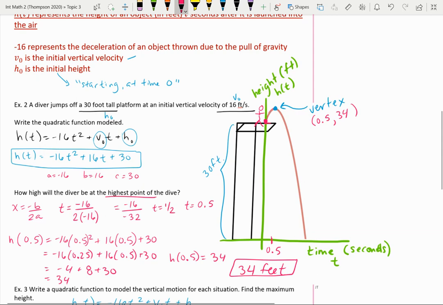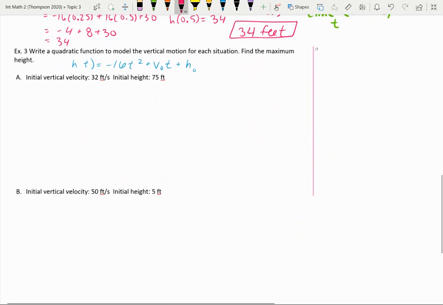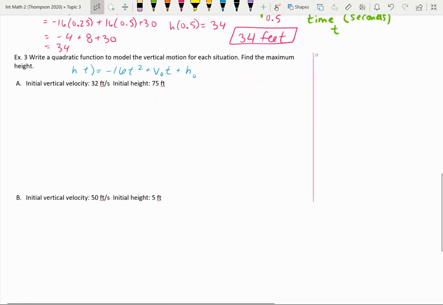The examples in 3 are really the same thing as example 2. There just provides more practice, and it is examples that don't have a story connected to it, but it's going to be the same work. So I'm going to do the part that I did in blue. I'm going to write the equation. Then I'm going to do the part that I did in red, and I'm going to find the vertex. Therefore, I can find the height. So my plan is the same. Example 3, write a quadratic function to model the vertical motion of each situation. That's the equation part.